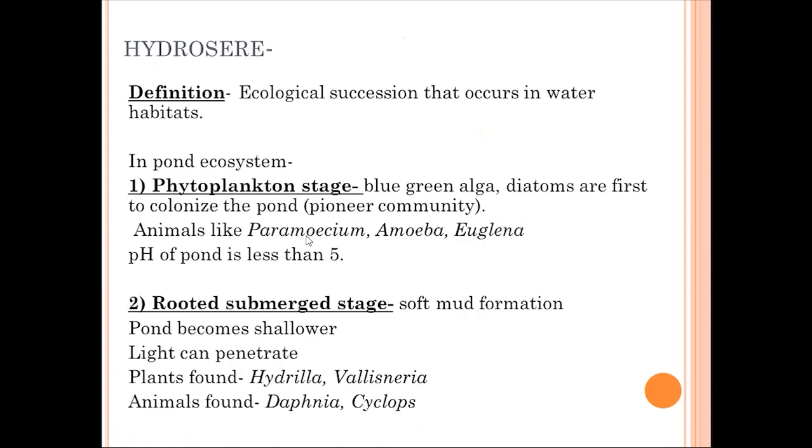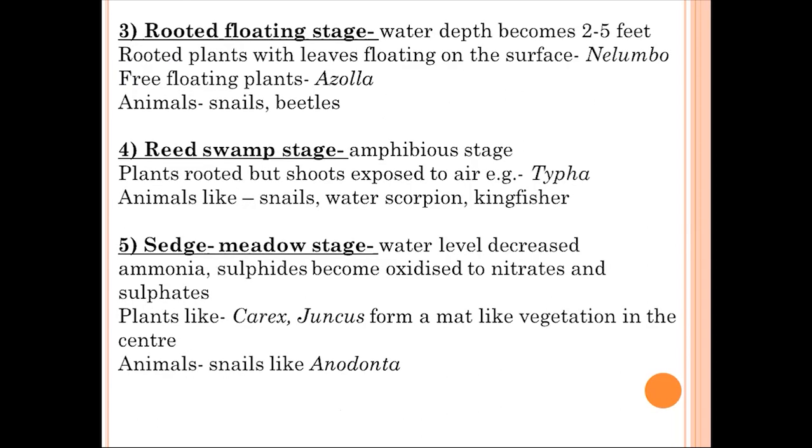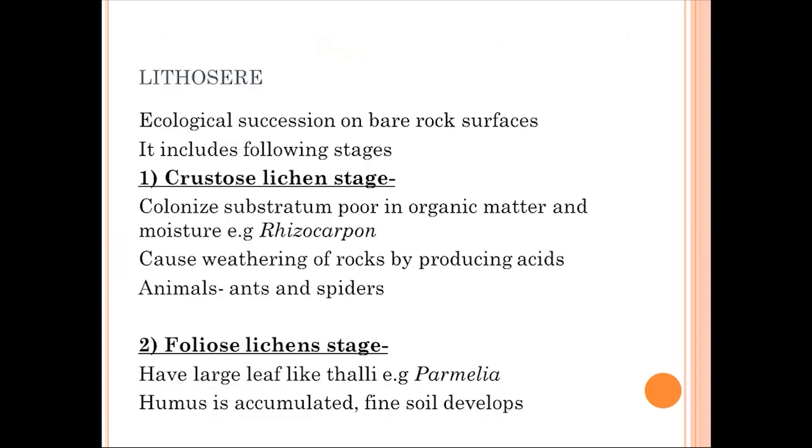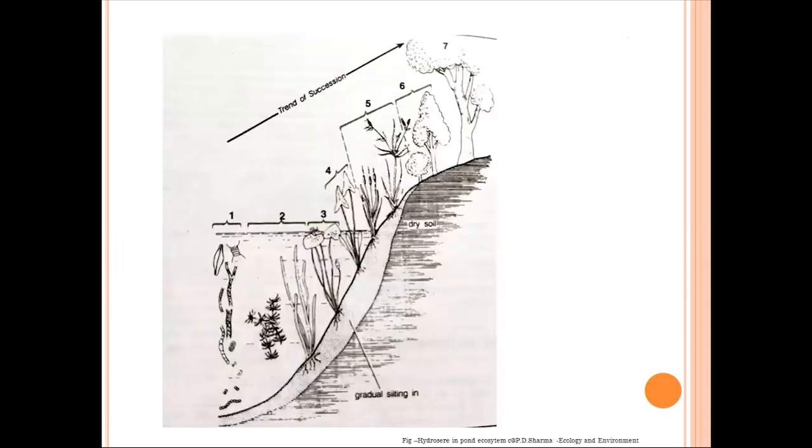So there are 7 stages in ecological succession that occurs in water, or hydrosere. There's a phytoplankton stage, then the rooted submerged stage, rooted floating stage, reed swamp stage, sedge meadow stage, woodland stage, where shrubs can be found, and the last is the forest stage, which is the climax community. And this is how a pond gets converted into a forest.